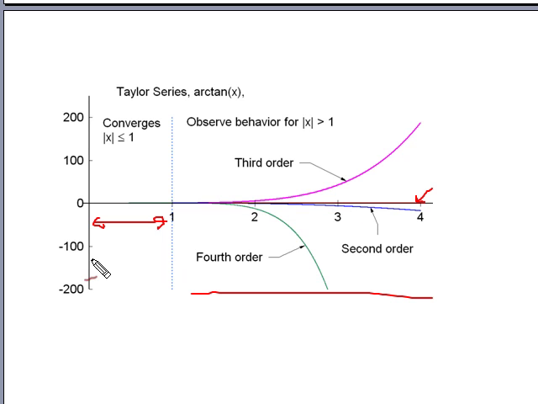In this region, the arctangent function converges. As we add more terms, going from second to third to fourth order, we see the graphs coming into the arctangent function. When we look at this region where the series expansion does not converge, we see the second, third, fourth orders diverging away from the arctangent function.